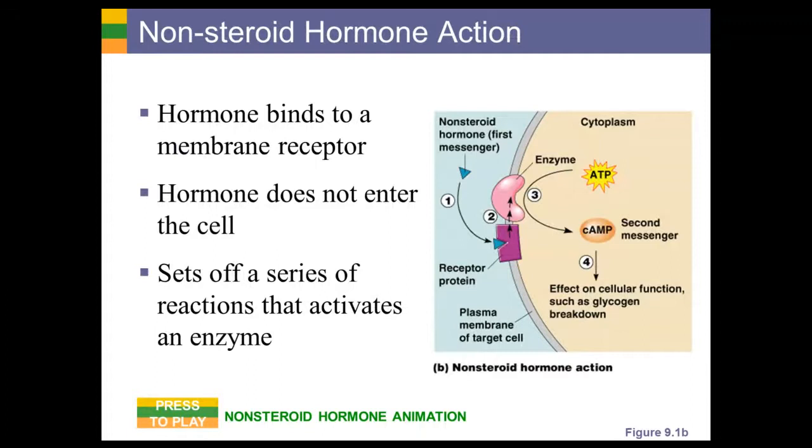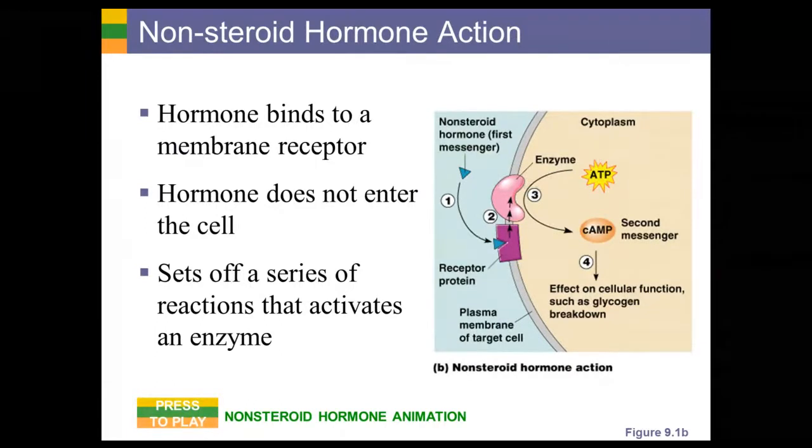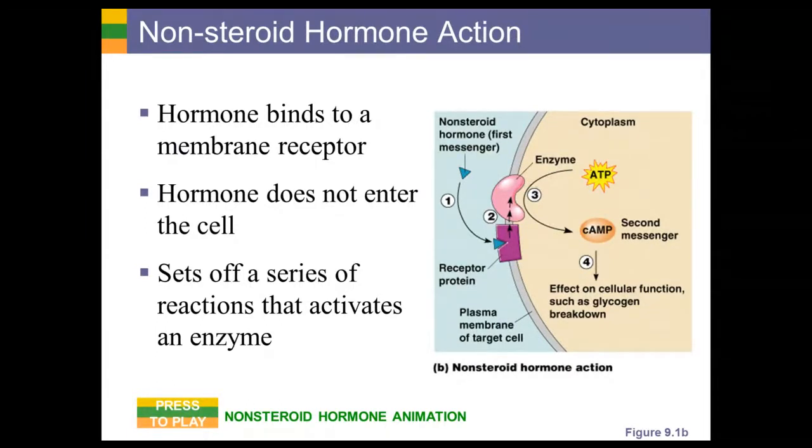So here's another figure showing mechanism of action, this time of a non-steroid hormone. Here we have our cell. Here we have our cytoplasm. Here is our non-steroid hormone. It could be a protein, it could be an amino acid, an amine, it could be a polypeptide. It doesn't really matter as long as we know it's non-steroidal. So it can't pass through the plasma membrane because it's charged. So how is it going to impact what occurs inside the cell?